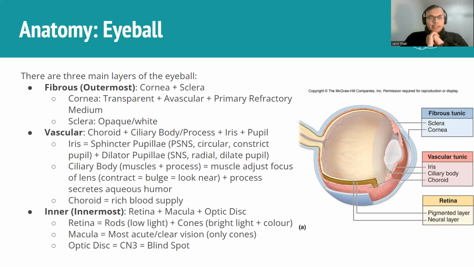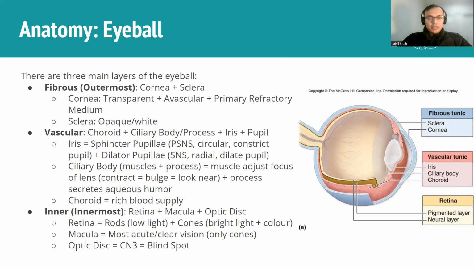The ciliary body is a structure composed of ciliary muscles and ciliary process. The muscle is going to be responsible for adjusting the focus of the lens. When it contracts, it's actually very interesting how it works, but when it contracts, it causes the suspensory ligaments to relax, and therefore the lens to bulge, and therefore you'll be able to look at nearer objects because it causes the rays to be more refracted, essentially. Whereas the ciliary process is going to be responsible for secreting aqueous humor, and the choroid is going to form the rich blood supply of the eye.